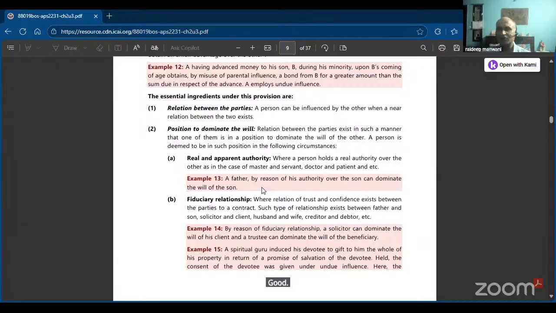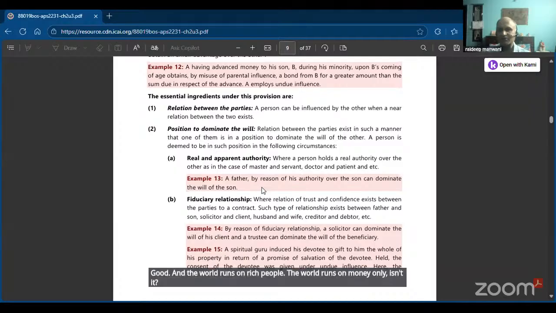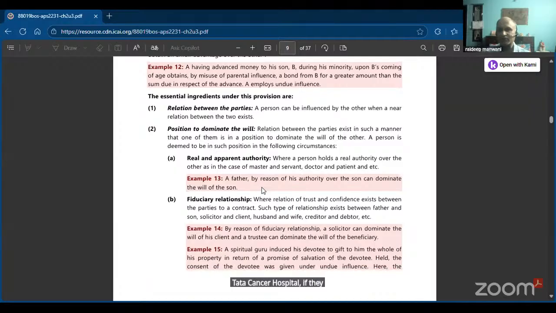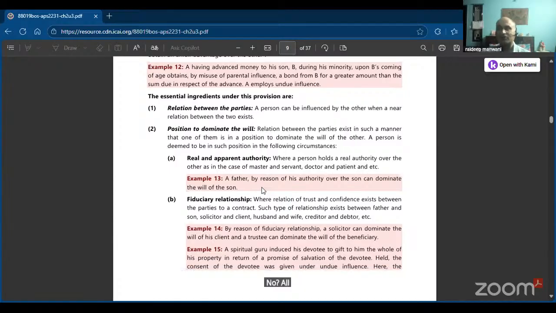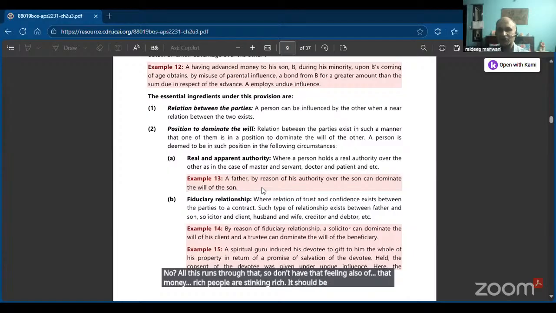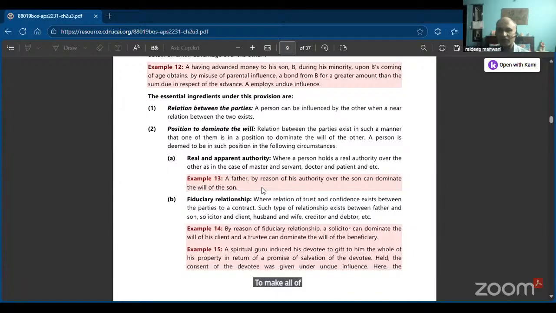And the world runs on rich people. The world runs on money only, isn't it? Tata Cancer Hospital, Azim Premji Foundation, if all these people were poor, you would have no foundations, no cancer hospitals. All this runs through that. So don't have that feeling that rich people are stinking rich. It should be fragrantly rich. So when you become chartered accountants, make it a decision that I'll be as rich as possible, and with that money, I will do good for myself and I'll do good for the world.